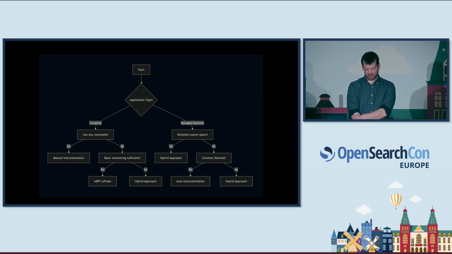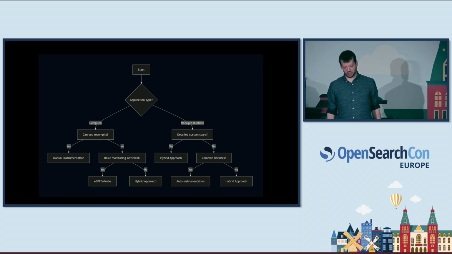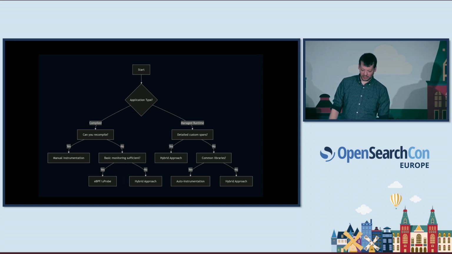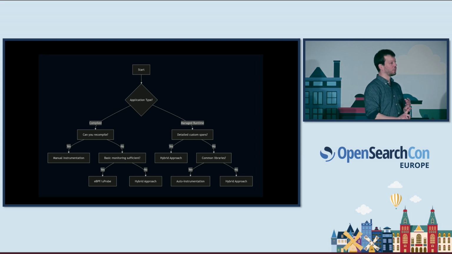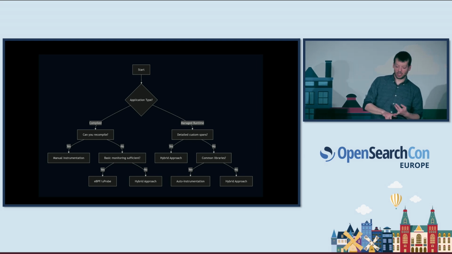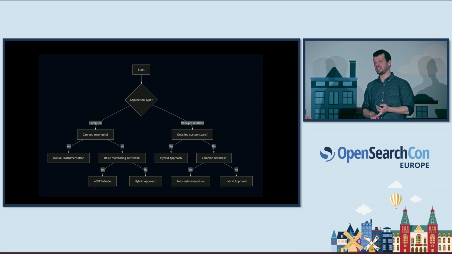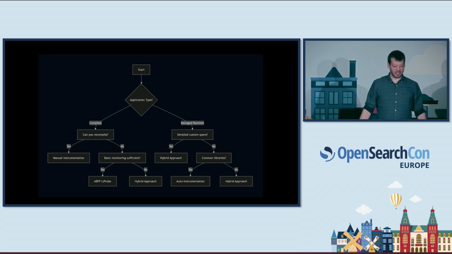If you're working with a compiled language, your options are kind of limited, right? You're either going to have to do some kind of manual instrumentation or use eBPF. If you're working with more of a managed runtime, and you're using really common libraries, and you don't care about all of that detailed information, then just use auto-instrumentation. But in most cases, you're going to use some kind of hybrid approach where you're combining auto-instrumentation with manual annotation to get the complete detail and the complete coverage that you need.